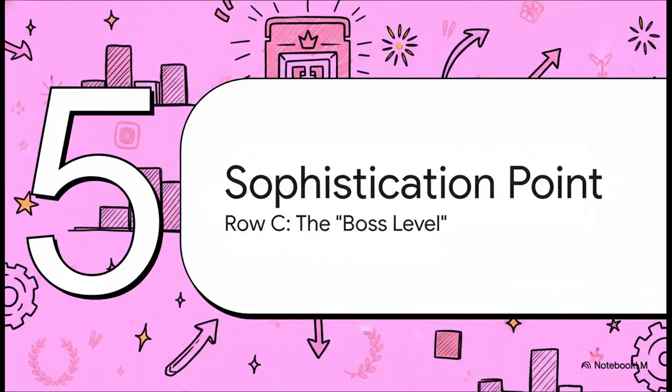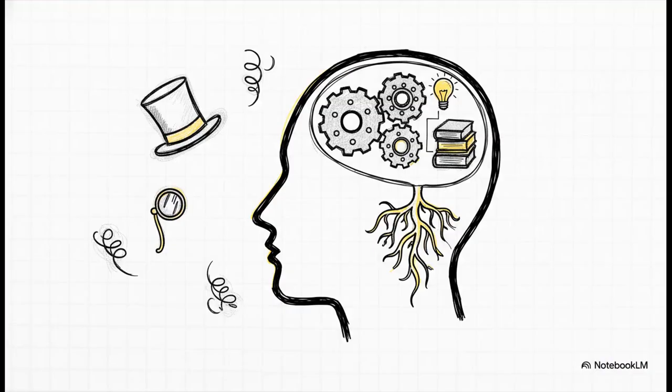Okay, and finally, let's talk about that single elusive sophistication point. This is row C. You should really think of this as the boss level of the essay. It's like a bonus point for really exceptional thinking. And let me be clear, this is not about using big, fancy vocabulary or super complex sentences just for the sake of it. No. It's about showing a deeper, more complex, more nuanced understanding of the whole rhetorical situation.